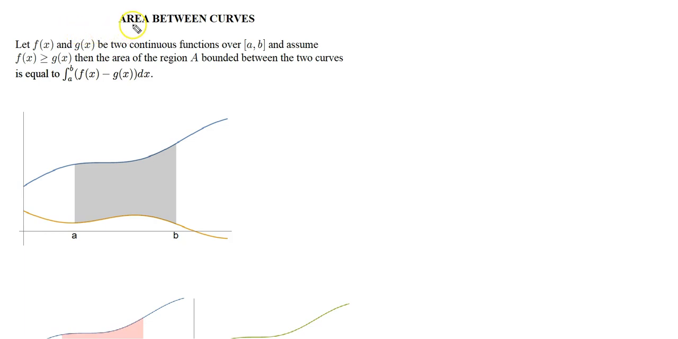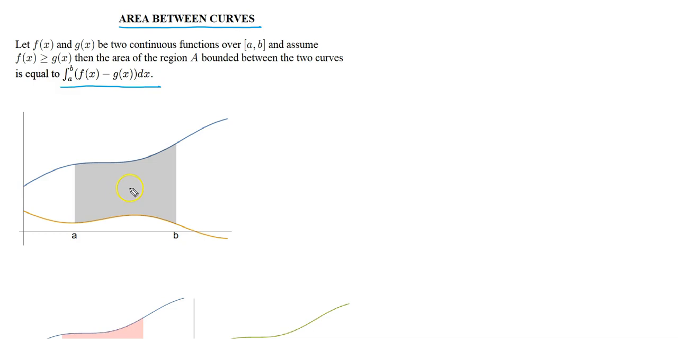Now to start, the first thing we're going to look at in this lesson is area between curves. So we're going to start out with a statement of this result. If we let f of x and g of x be two continuous functions defined over an interval [a, b], and let's also assume that f of x is greater than or equal to g of x, then the area of the region A bounded between the two curves is given by this quantity. It's the definite integral from a to b of f of x minus g of x.